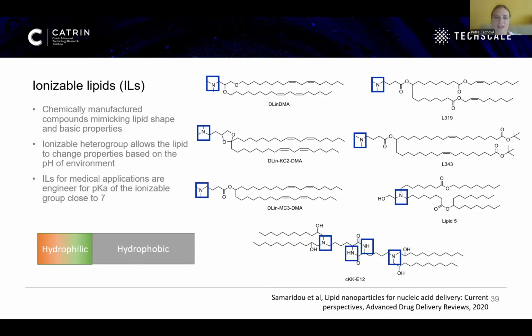But in addition to that, they also have these ionizable nitrogen groups. So the nitrogens can change their charge depending on the environment, right?